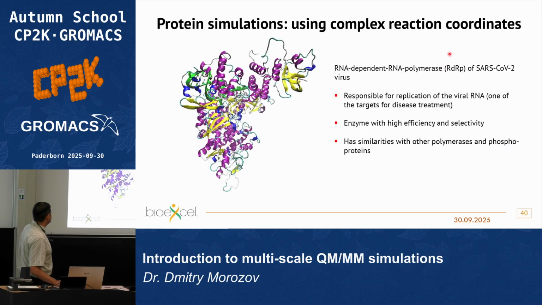As a case, it's the RNA-dependent RNA polymerase of SARS-CoV-2. Maybe it's not really interesting anymore for people, but just in case, because this is actually a system where the water molecules are important. It's responsible for the replication of the viral RNA, and basically it takes one RNA strand of the virus and tries to build the double helical RNA out of it by adding nucleotides to the growing strand.